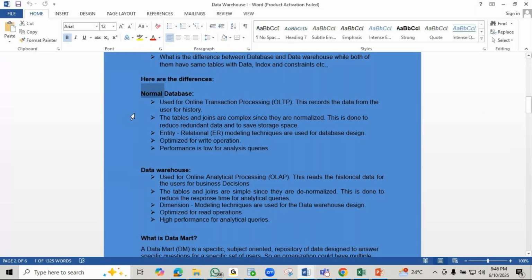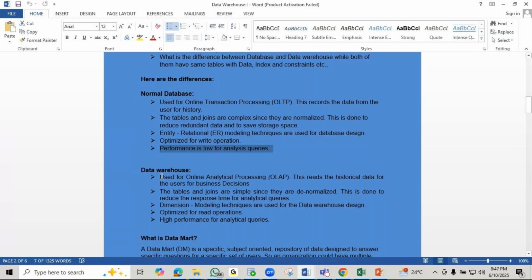Now next is that the tables and joins are complex and normalized in the normal database. The database is used for ER modeling, and it is optimized for write operations, and the performance is very low for analysis queries, guys, for the normal database.